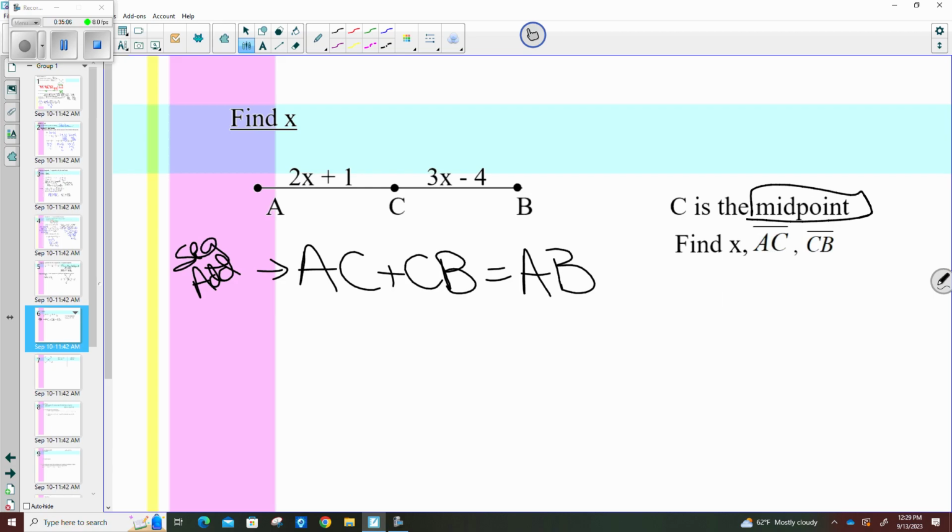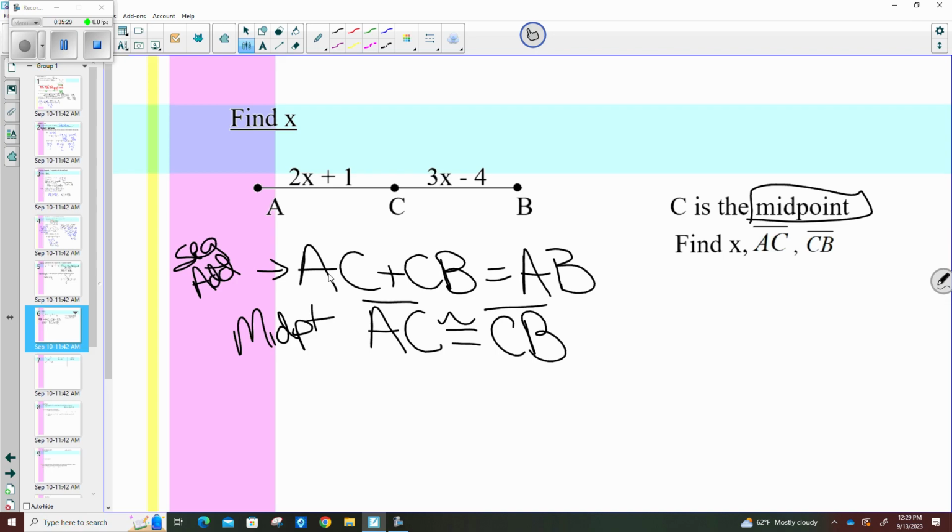Now use that midpoint word to give me more information about this segment. They're equal. What's equal? Perfect. Because it's a midpoint, AC and CB are congruent. Which one of those two things is more helpful and lets me solve for X here? The one where we add the two littles to get to a big, or the one where I take the two parts and set them equal? What information do you have in the picture?